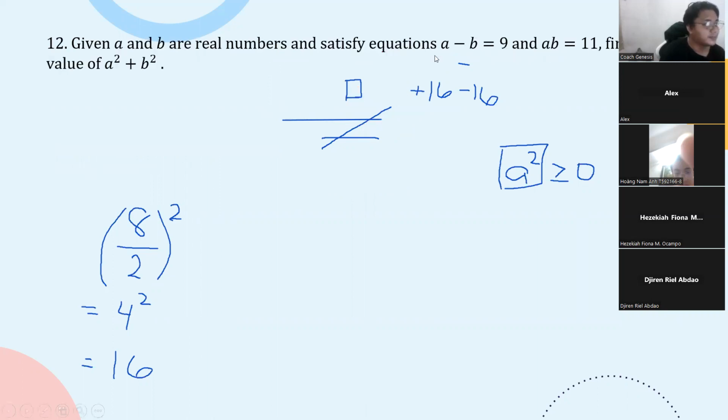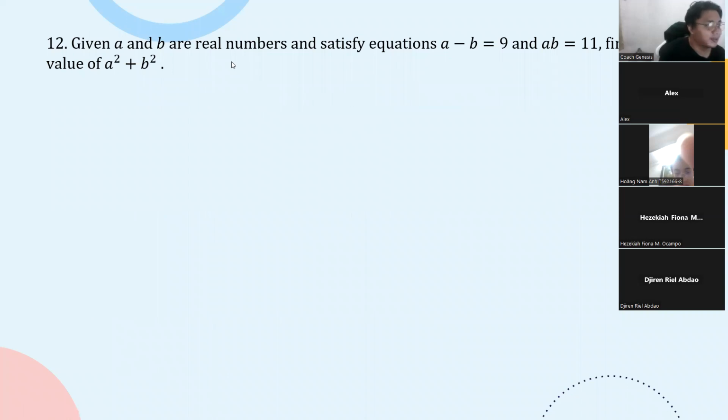And for number 12, given a and b are real numbers and satisfy the equations a minus b is equal to 9 and ab is equal to 11, find the value of a squared plus b squared. You are given a minus b, the difference. You are also given the product. And you need to find this one.